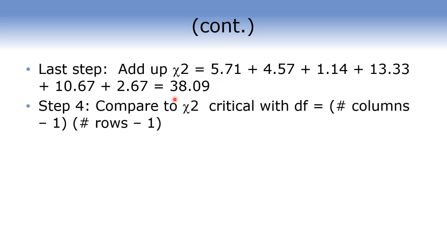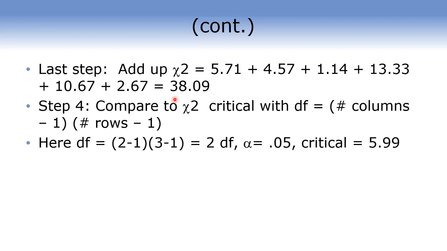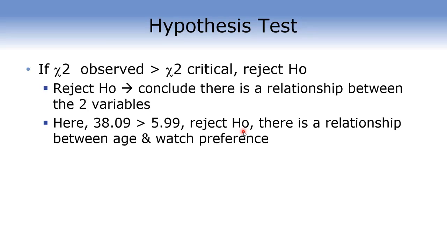We then compute our degrees of freedom, which is the number of columns minus 1 times the number of rows minus 1. That's going to get us 2. If we use an alpha of 0.05, we'll get a chi-square crit of 5.99. We can see that we can reject the null hypothesis that there is no interaction, and there is an interaction effect.